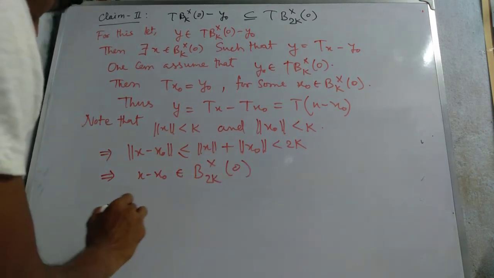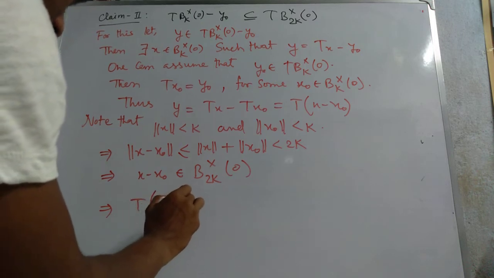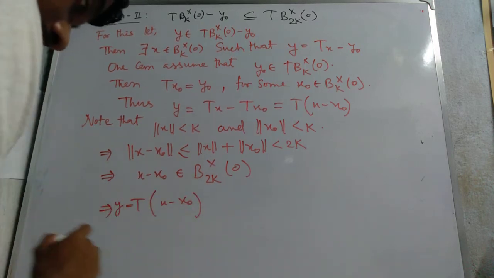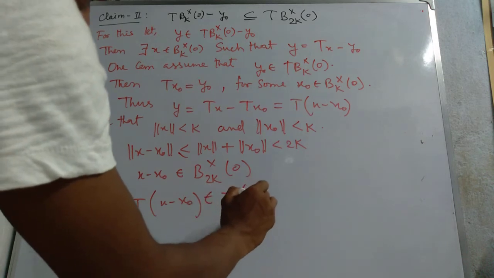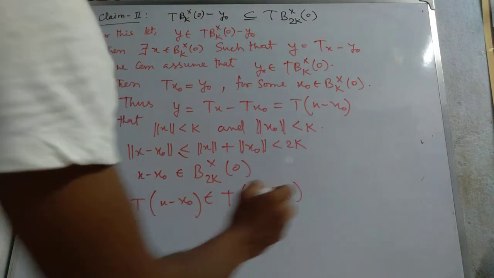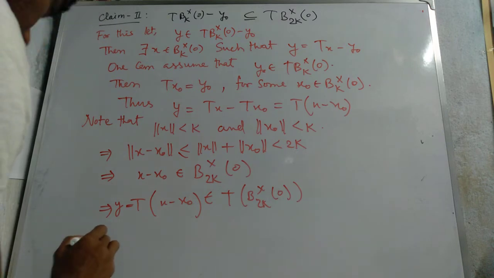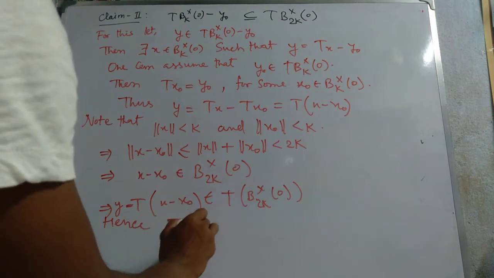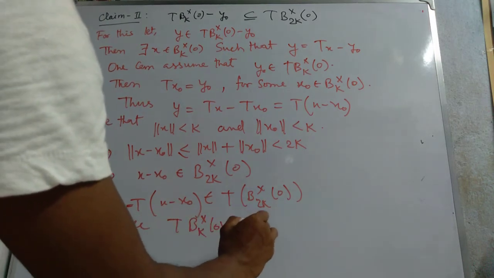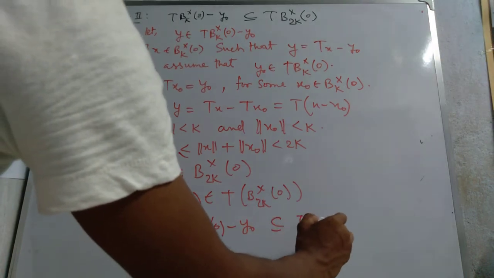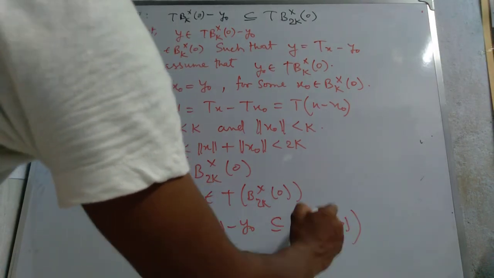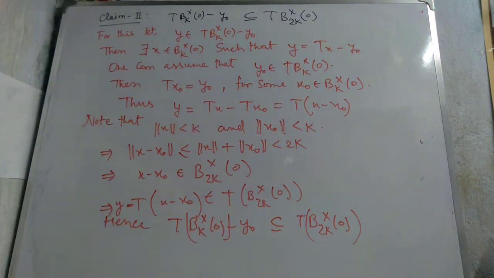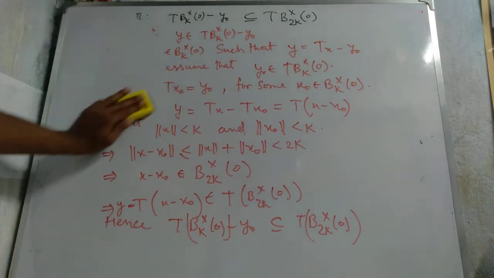This implies that T of (x − x0) equals y, which belongs to T of B_2k(x0). Hence we show that T(B_k(x0)) − y0 is a subset of T(B_2k(x0)). Okay, what an important claim. We've done this one so easily. Now we proceed further. We also erase these portions.